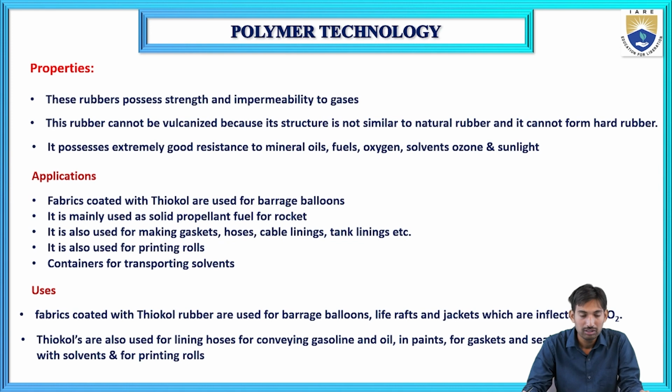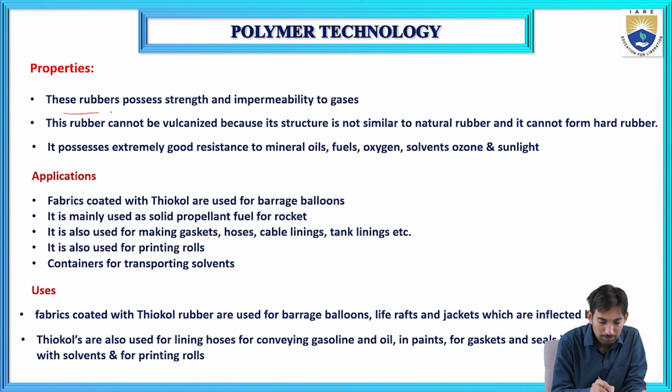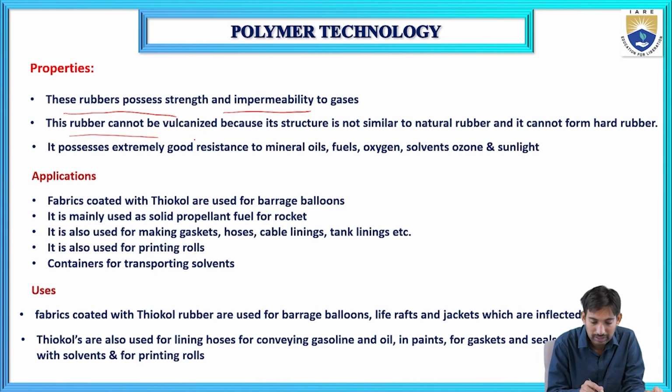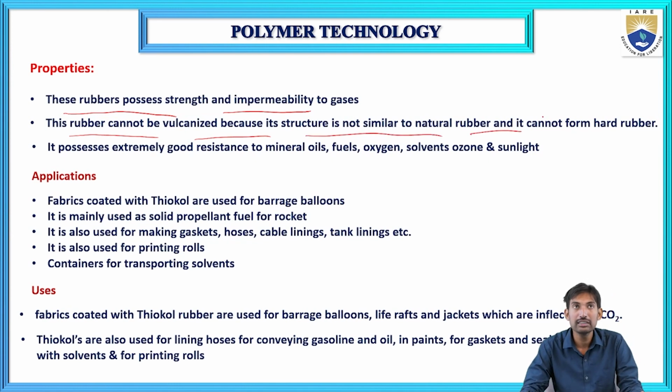The properties of thiokol rubber. Thiokol rubber possesses high strength and impermeability to gases. This rubber cannot be vulcanized because its structure is not similar to natural rubber. It will not undergo any vulcanization process.